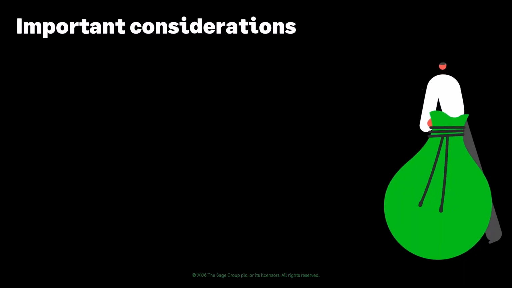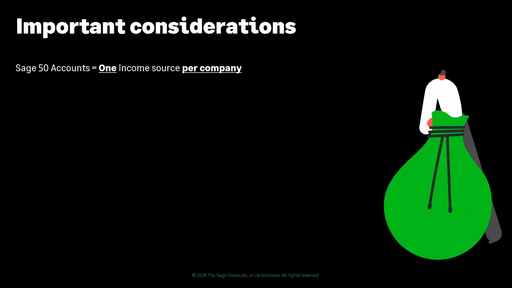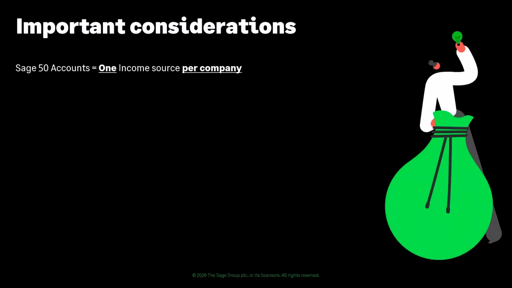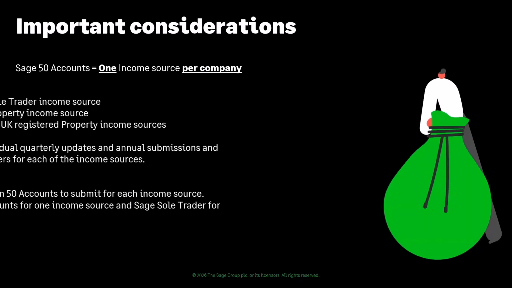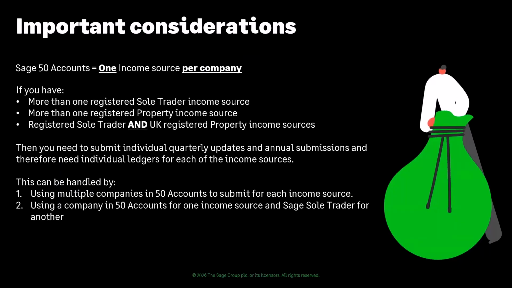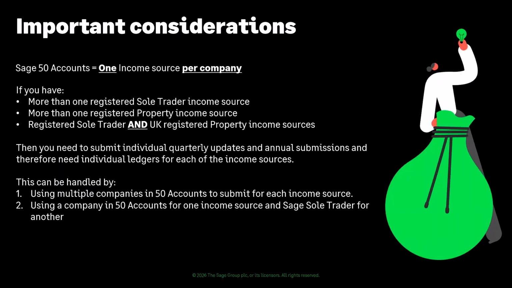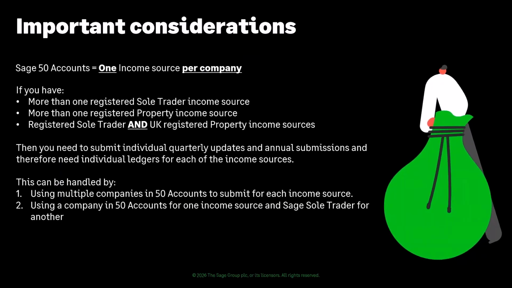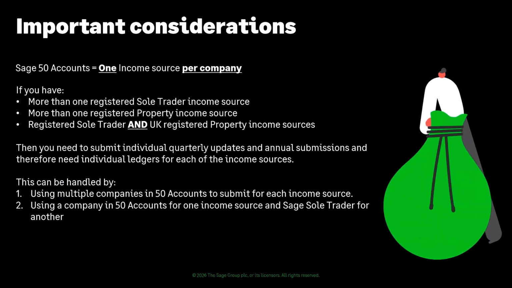Okay, so let's get stuck in with the important considerations. So first one, when you use the Sage 50 Accounts, it is one income source per company. So if you have more than one registered sole trader income source, more than one registered property income source, or that you are a registered sole trader and a UK registered property owner as well, then you need to submit individual quarterly updates and annual submissions. Therefore, you'll need individual ledgers for each of these income sources.